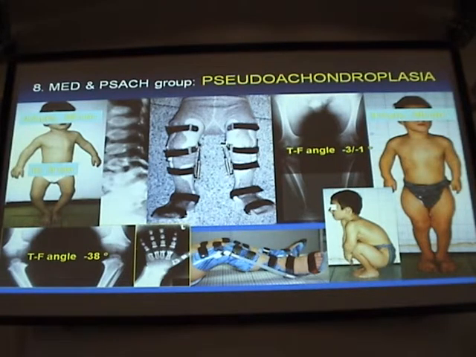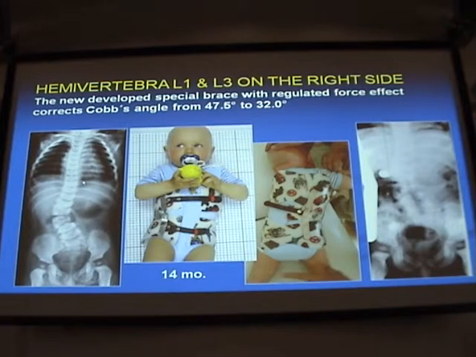You see treatment of a toddler with a hypercorrective brace. There was a deformity in the lumbar spine due to hemivertebrae L1 and L3, and the Cobb angle was changed from 47 to 32 degrees.